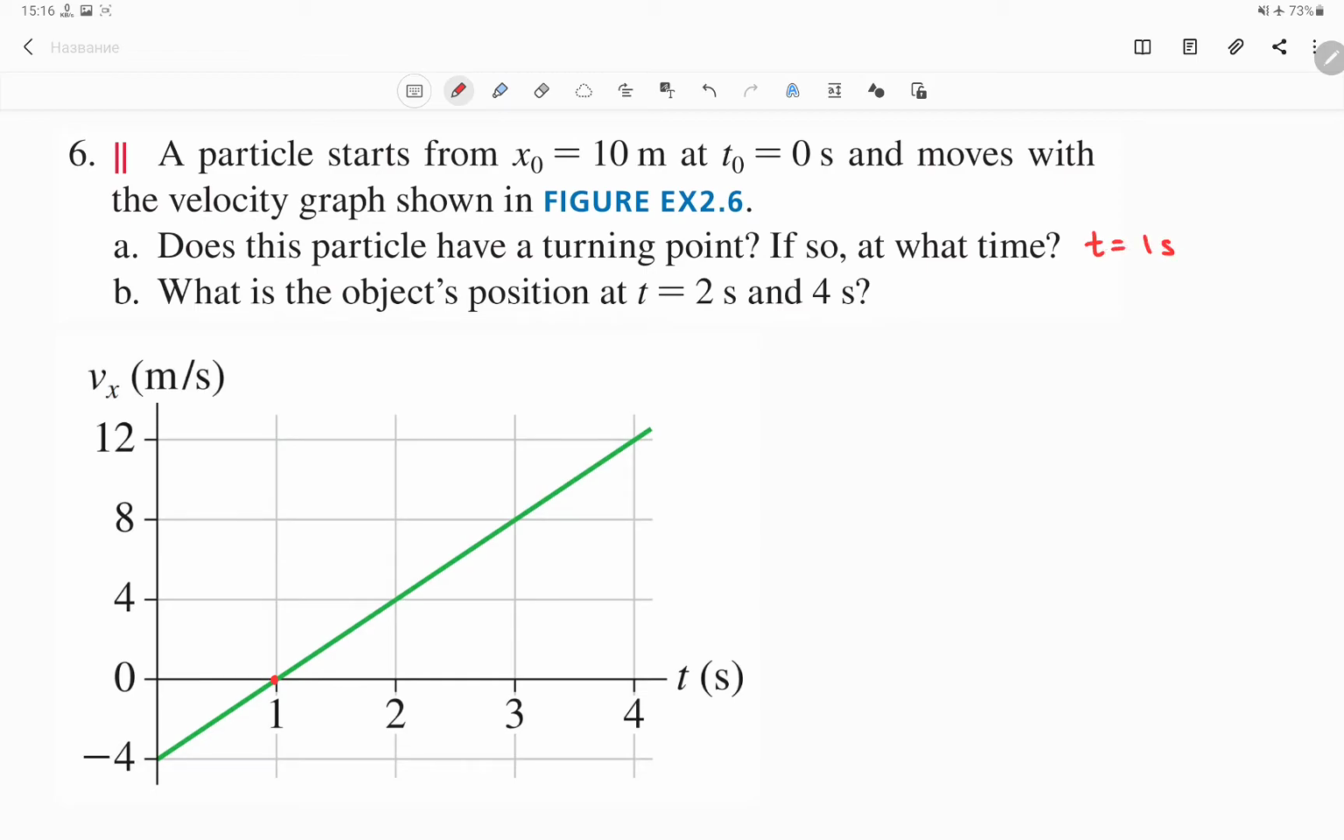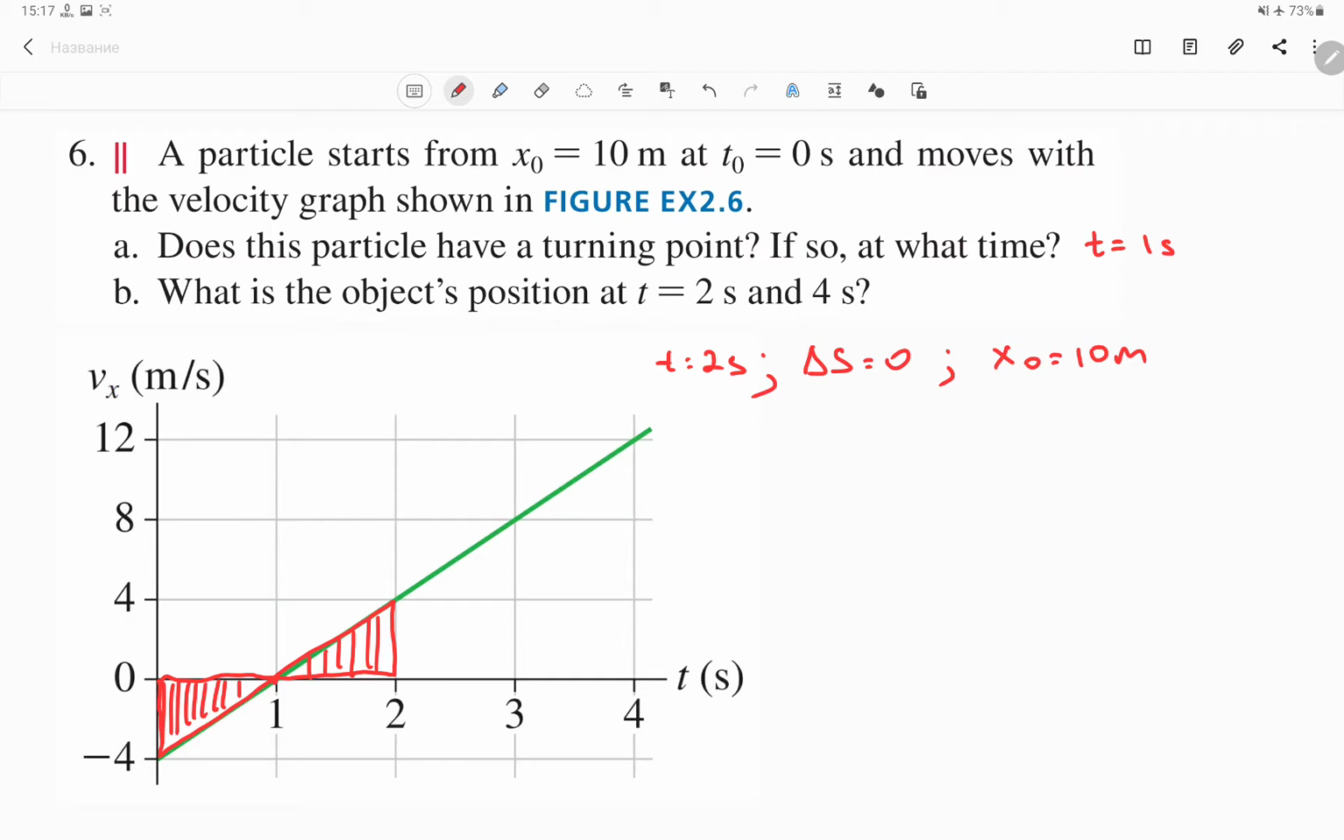Part B, what is the object's position at 2 and 4 seconds? What we said in previous cases is that if we have a velocity time graph, then the area under the line will give us not position, but displacement. So at 2 seconds, what is the area under the line? Basically this is the line, so the area is this part. This area will be negative because it is under the 0 level. This part will be positive, and it's obvious that these two areas are equal to each other. Basically displacement will be equal to 0. No displacement means it comes back to the initial position, so its position will be equal to 10 meters again. This is when time equals 2 seconds.